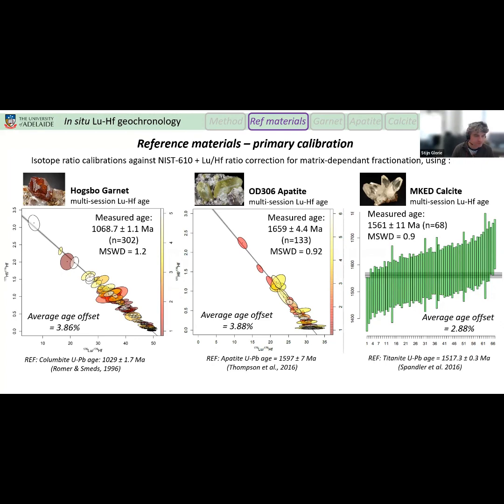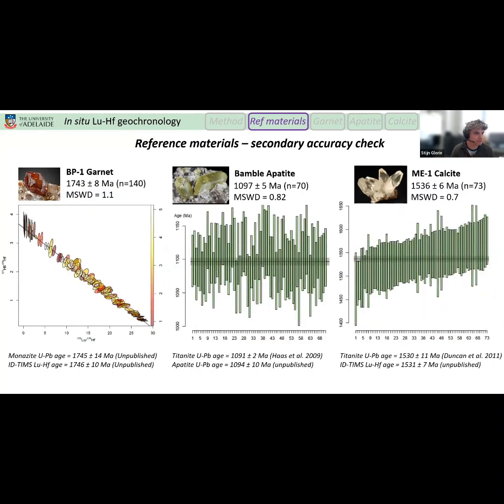Obviously, when you calibrate, you have to cross-check to make sure that what you're doing is accurate. So in every session that we do, we also analyze some secondary standards. So in terms of garnets, our go-to one is called Black Point 1, from a place out of Australia. We know the age very well based on a TIMS hafnium age, based on a monazite age.